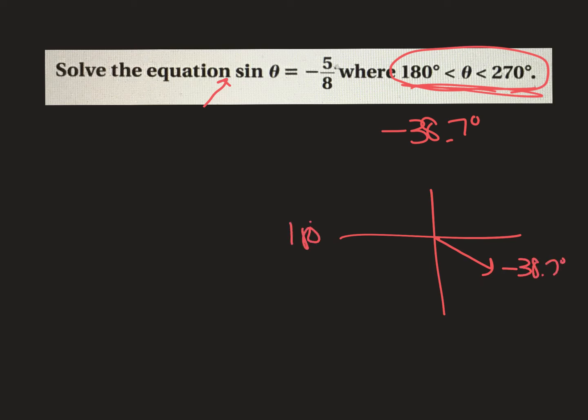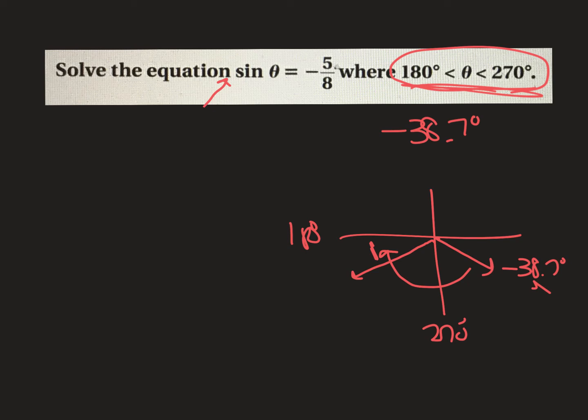180 to 270 is over here. So I need to rewrite that angle to where it is over there instead of where it is right now. So it also needs to be 38.7 away from the x-axis. All right, so what I'm going to do is add 180 plus 38.7.